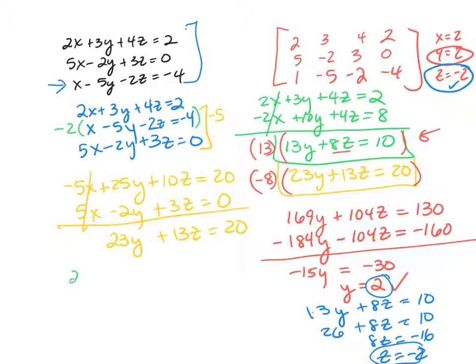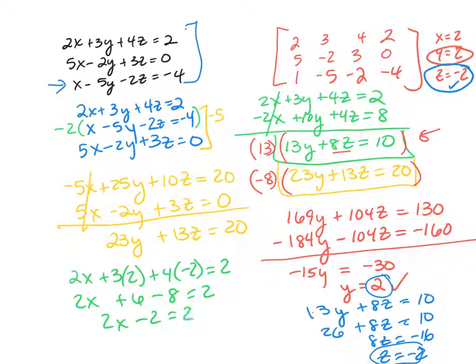So it's going to be 2x plus 3 times y, which is 2, plus 4 times z, which is negative 2, equals 2. 2x plus 6 minus 8 equals 2. 2x minus 2 equals 2. 2x equals 4, x equals 2. So I got all three of them.